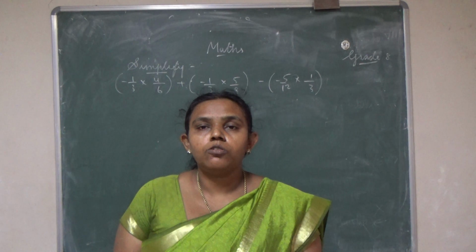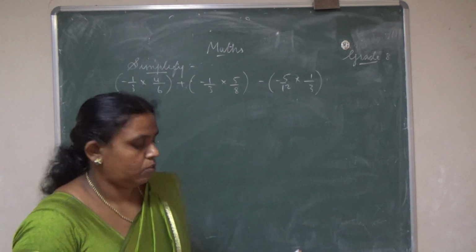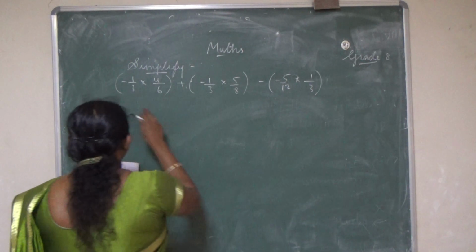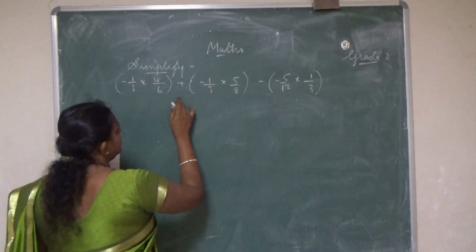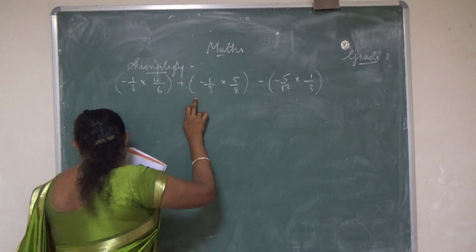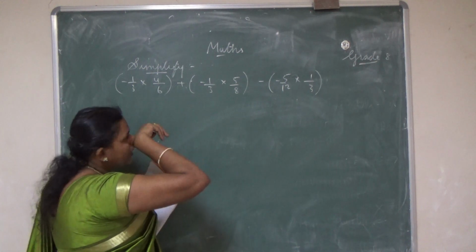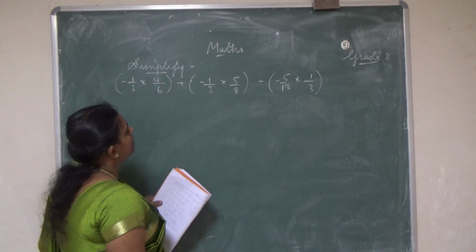So today we are going to simplify one problem, okay? The question is minus 1 by 3 into 4 by 6 plus minus 1 by 3 into 5 by 8 minus 5 by 12 into minus 1 by 3.